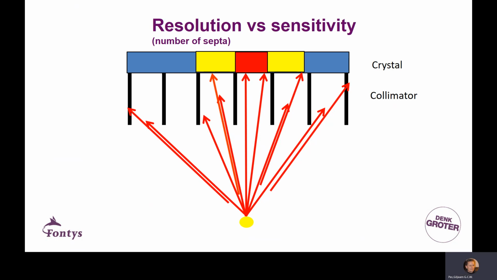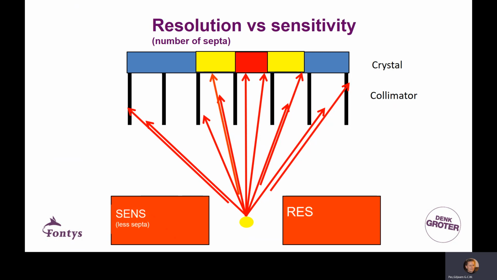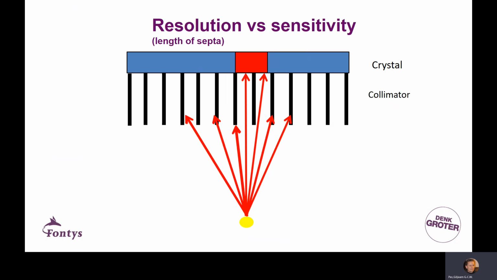For the resolution of your final image, this is not a good thing because a very tiny dot of activity will be translated in your picture as a larger area, a larger dot of activity. So this means that your resolution of your image will go down. However, your sensitivity will go up because more radiation can pass through the collimator and will contribute to your image. So you have an image in a quicker way. However, it will have a poorer resolution. So using fewer septa means a higher sensitivity and a lower resolution of your system.